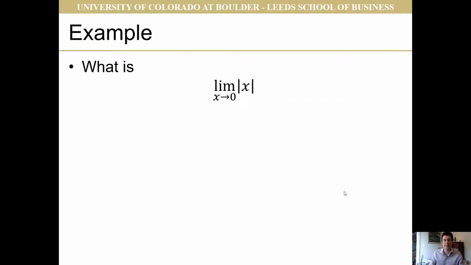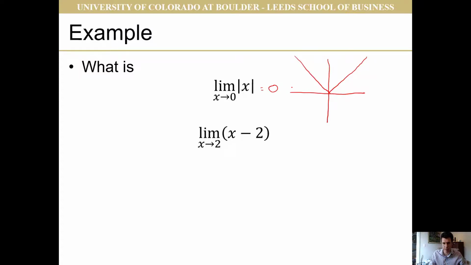What is the limit as x goes to 0 of the absolute value of x? Well, let's draw a picture for ourselves. From the left, so below x equals 0, this function looks like this. And from the right, the function looks like this. And both from the left and the right, the absolute value of x approaches 0.